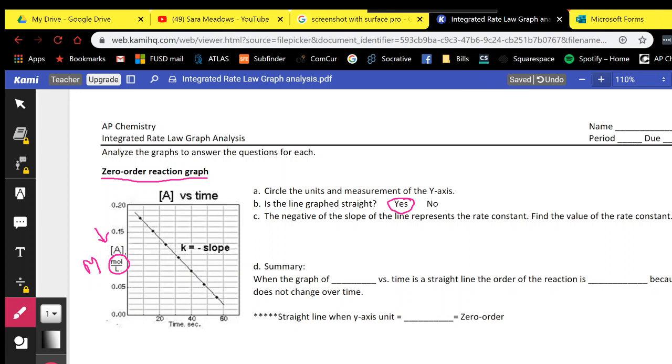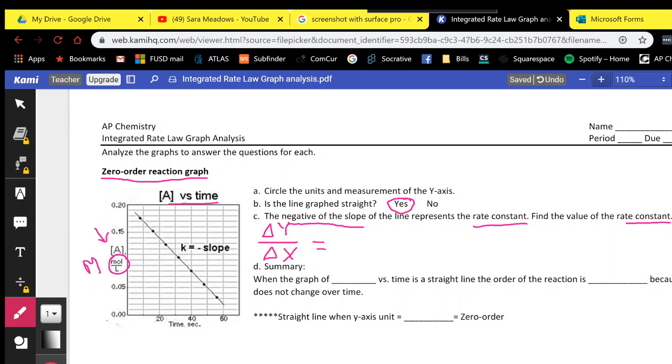When we have a straight line produced from a concentration versus time graph, concentration on the y-axis, time on the x, we can find the slope of that line. And the negative of that slope is going to represent the rate constant. We say the negative of the slope because our rate constant needs to be a positive value. In this case, the slope of our line going down is negative, so we have to flip the sign. We want to find the value of the rate constant, which means we want to find the value of the slope. The way that we do that is the change in y over change in x, just like you would do in your math class.